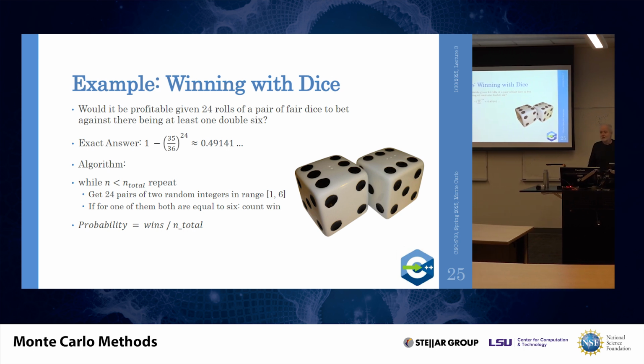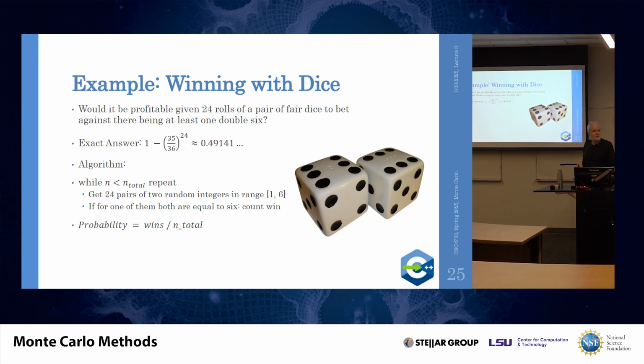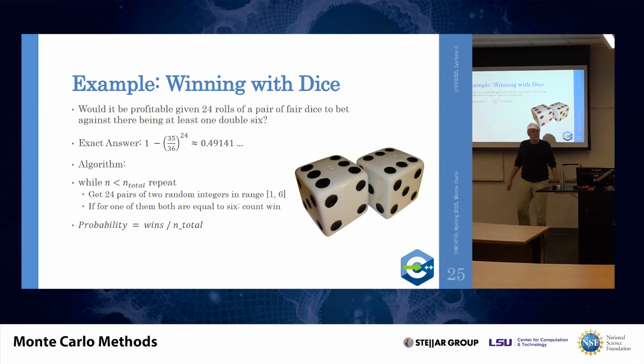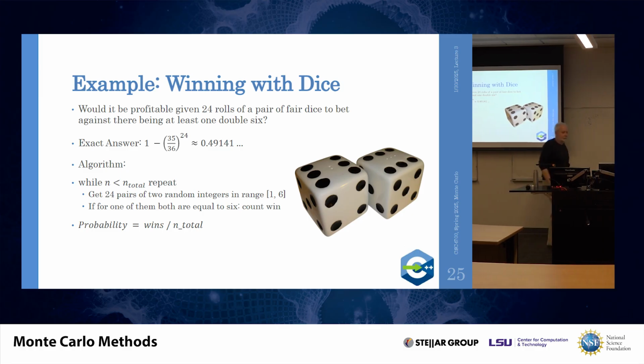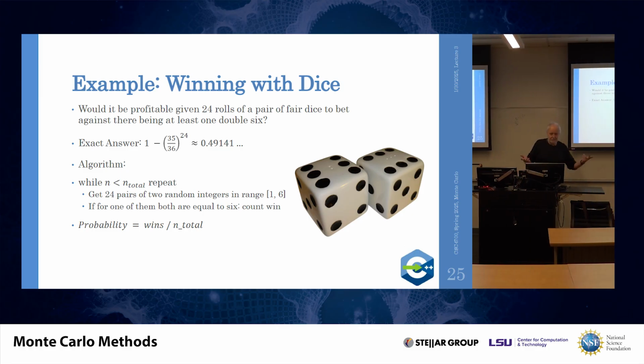And that means it's not profitable to bet against it, because you will lose in 51% of the cases. So the bank always wins, right? That's why they chose 24, because if you use 23 throws, you still can win. With 24, you can't win anymore.